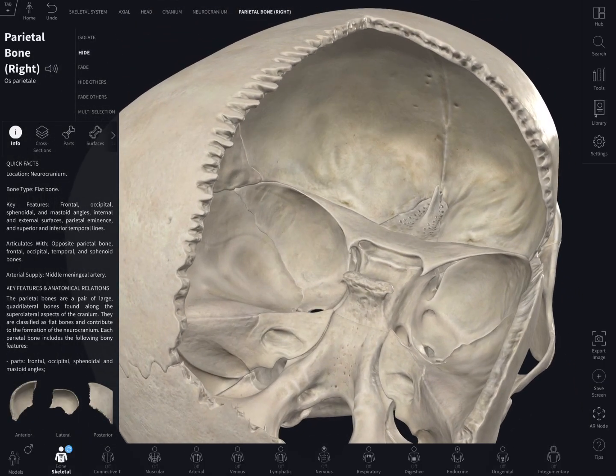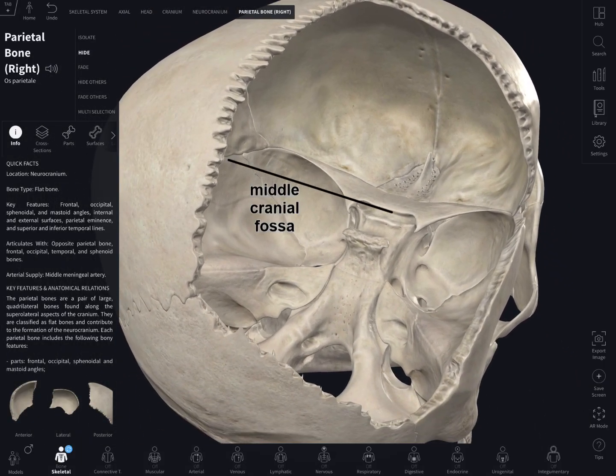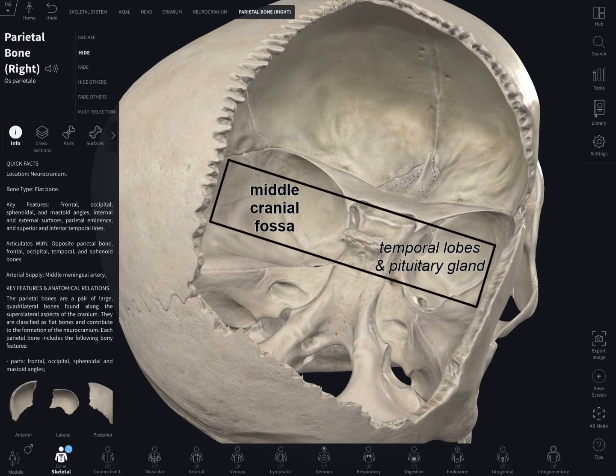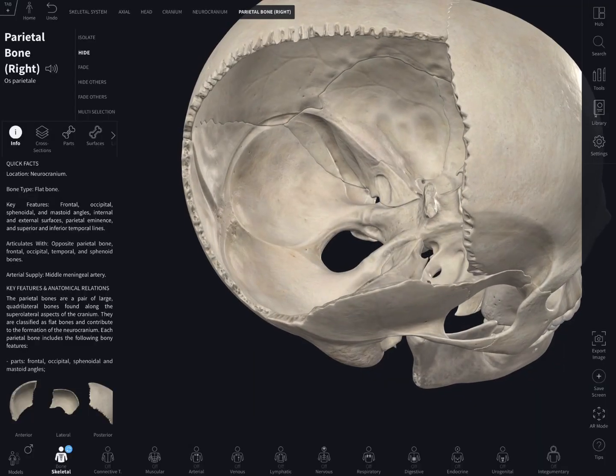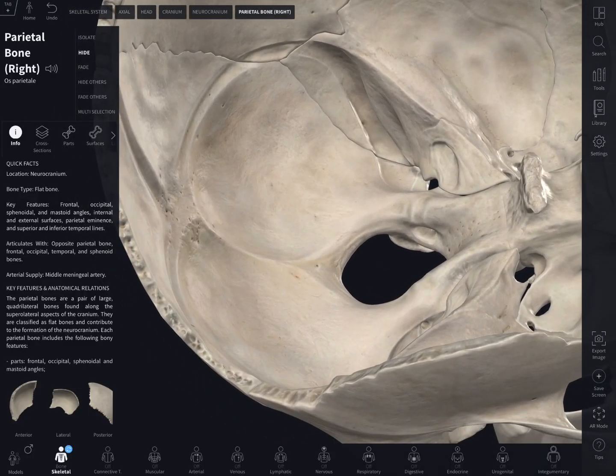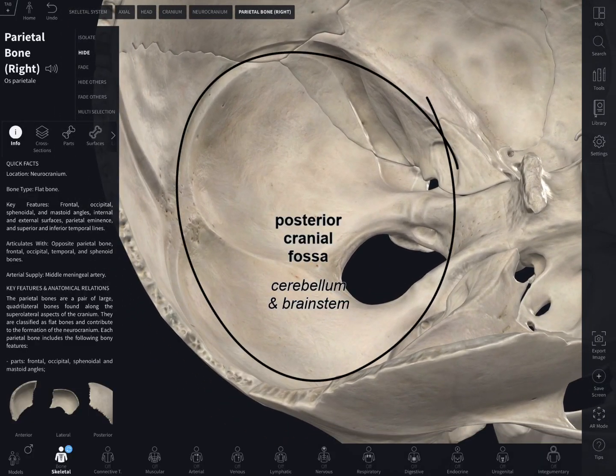Next, we see a bow tie-shaped region in the middle of the cranium, the middle cranial fossa, which normally houses both temporal lobes laterally and the pituitary gland in between. Finally, down low and in back, we see the posterior cranial fossa, which normally houses the cerebellum and brainstem.